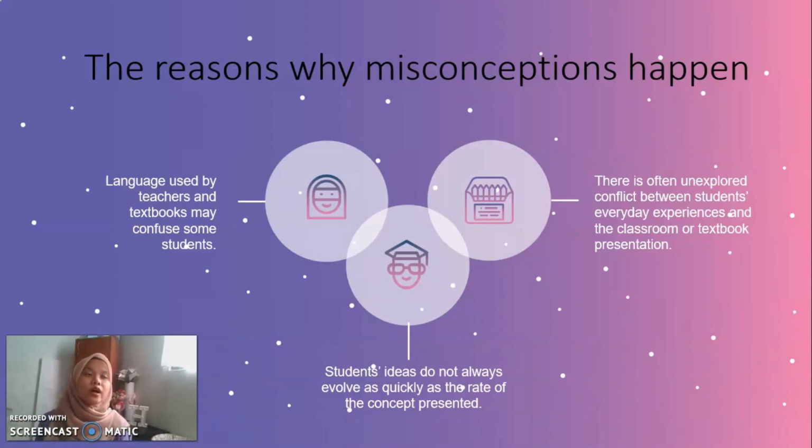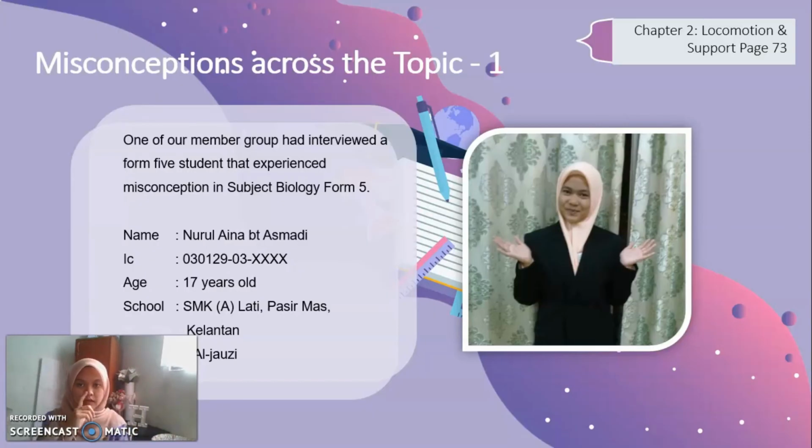Let's take a look at misconceptions in the Form 5 biology textbook. The first one is in Chapter 2, Locomotion and Support, page 73. One of our group members interviewed a Form 5 student who experienced misconception in Form 5 biology. Her name is Nurul Aina binti Ismadi, she is 17 years old, and she attends Sekolah Menengah Kebangsaan Agama Lati, Parsimas, Kelantan, in class 5 Al-Jauzi.